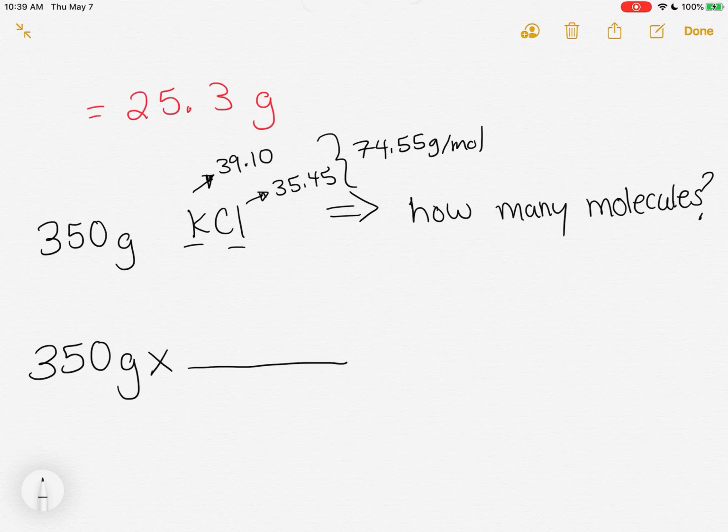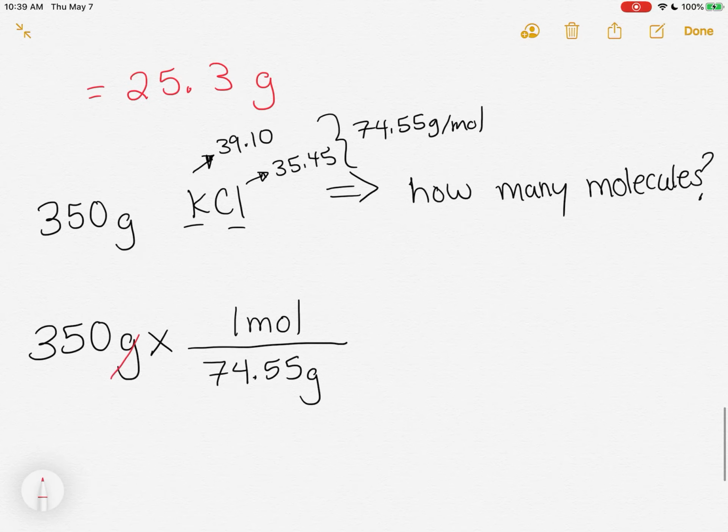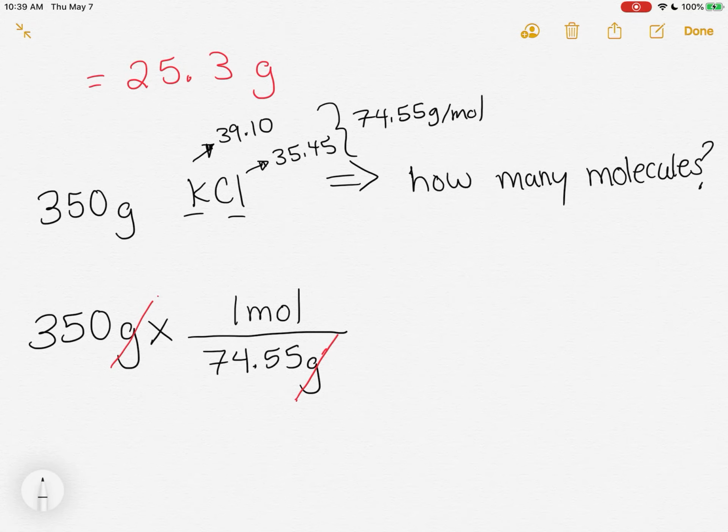So I'm going to start with 350 grams, and I want to multiply by a conversion factor that's going to allow me to get rid of grams. And so that's going to be my molar mass conversion factor. So for potassium chloride, I know 74.55 grams is 1 mole. And the reason I put the conversion factor that way is so that grams will cancel out. Grams on the top, grams on the bottom. If that's all I did, I'd be left with moles, but I want to know how many molecules.